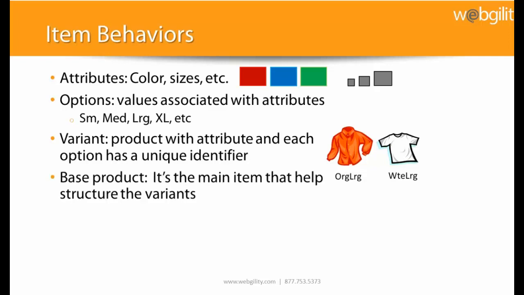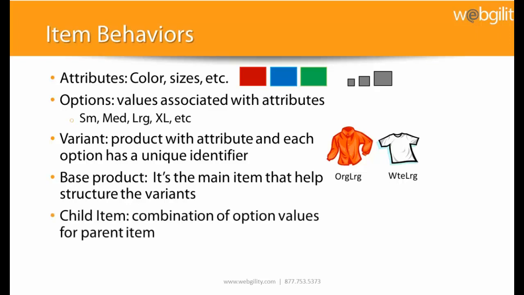The next thing is a base product. A base product is pretty much the product you're viewing. It's the cosmetic. It looks pretty. It has underneath it options or variants that are associated with this base product. I'll talk more about the base product and highlight how it is structured, leading on to my next point, a child item. A base product is pretty much like a parent item. It structures the variant. And a child item, these are the variants. These are the combinations of option values for the parent item.